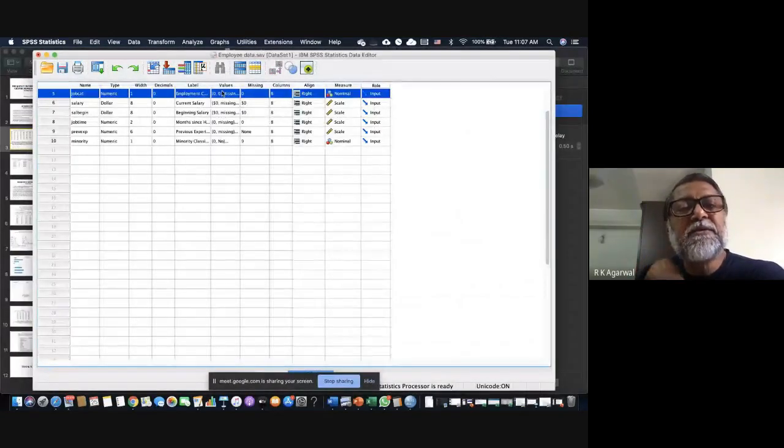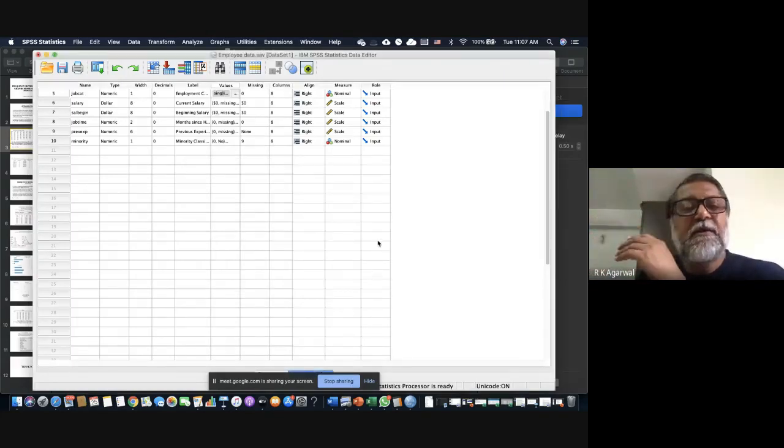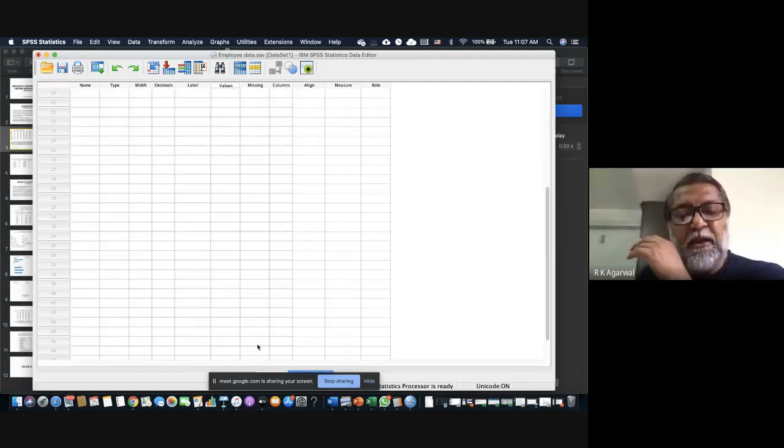Look at this. If someone is under category 1, that person is working as a clerk. If someone has 2 against his or her name, that means he is working as a custodial. Custodial is actually a supervisor. And 3 is the highest post, that is manager. Okay? So let's go back to the data.